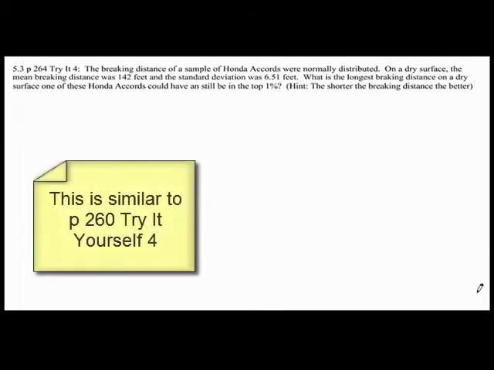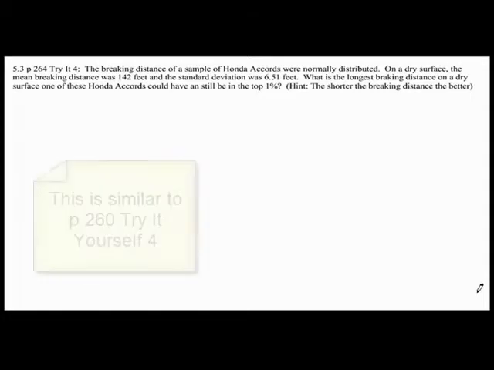Section 5.3, try it yourself number 4. The braking distance of a sample of Honda Accords were normally distributed. On a dry surface, the mean braking distance was 142 feet and the standard deviation was 6.51 feet. What is the longest braking distance on a dry surface one of these Honda Accords could have and still be in the top 1%? Now you have to remember that the shorter the braking distance, the better. So we're actually looking for a small number to be good.